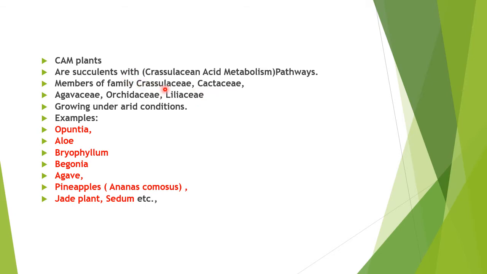Members of some families, Crassulaceae, Cactaceae, Agavaceae, Orchidaceae, Liliaceae, show a certain mechanism, a pathway which is called crassulacean acid metabolism. They are also growing under arid conditions. Some of the examples are Opuntia, Aloe, Bryophyllum, Begonia, Agave, pineapples, jade plants, and sedum. So these are some examples of succulents as well as certain succulents which have the CAM type of metabolism, called crassulacean acid metabolism.